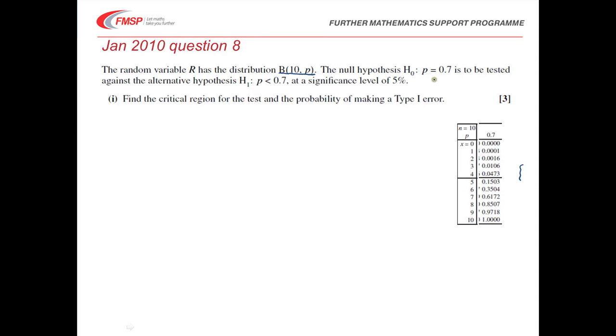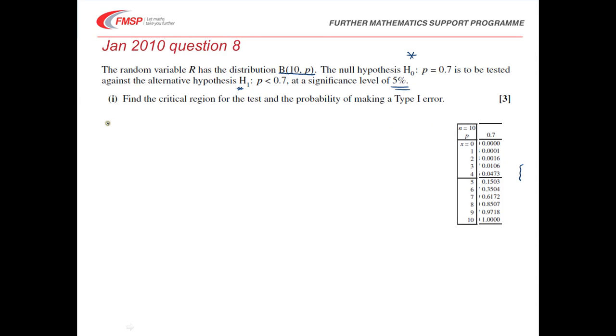So when you do a hypothesis test, you need a null hypothesis and you need an alternate hypothesis. We've got a null hypothesis of p equals 0.7 to be tested against the alternate hypothesis H1 of p being less than 0.7. And we're doing this at a 5% significance level. What we're asked to do is to work out the critical region for the test.